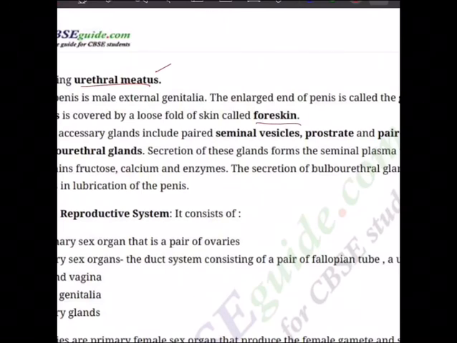Male accessory glands include paired seminal vesicles, prostate gland, paired bulbourethral glands. Secretion of these glands forms the seminal plasma. This contains fructose, calcium, and enzymes. So the secretion of bulbourethral glands also help in lubrication of the penis. So this is how the male reproductive system functions, and we'll see in our next class female reproductive system.